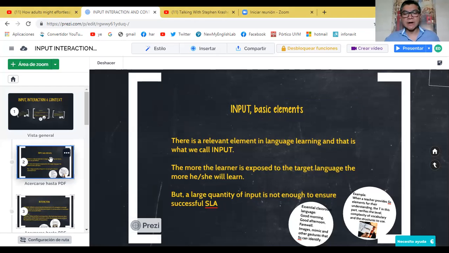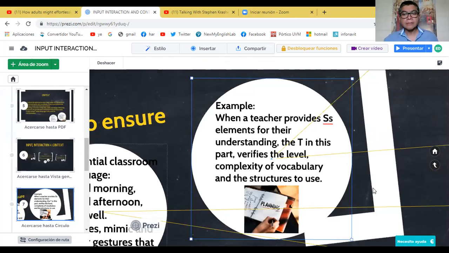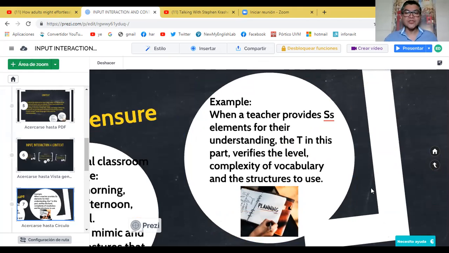There is a relevant element in language learning, and that is what we call input. The more the learner is exposed to the target language, the more he or she will learn. But a large quantity of input is not enough to ensure successful second language acquisition. So, for example, when a teacher provides the students elements for their understanding, the teacher in this part verifies the level, complexity of vocabulary, and the structures to use.